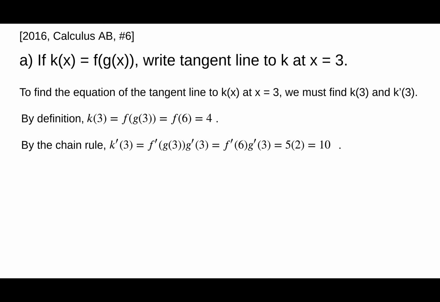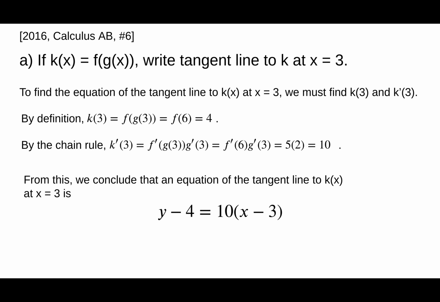By the chain rule, k prime of 3 will be f prime at g of 3 times g prime of 3. All of those values, again, we can get from the table. So we have f prime of 6 times g prime of 3, which turns out to be 5 times 2, which is 10. So now we have the slope of our tangent line. From this we can conclude that the tangent line to k at x equals 3 would have the equation y minus 4 equals 10 times x minus 3.